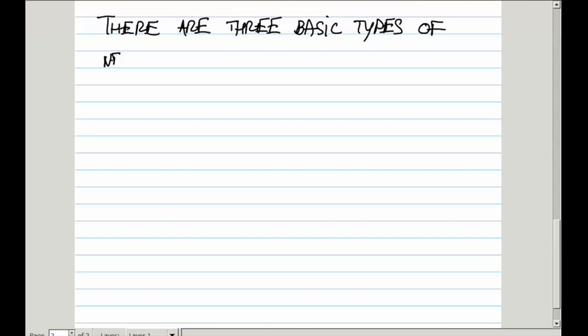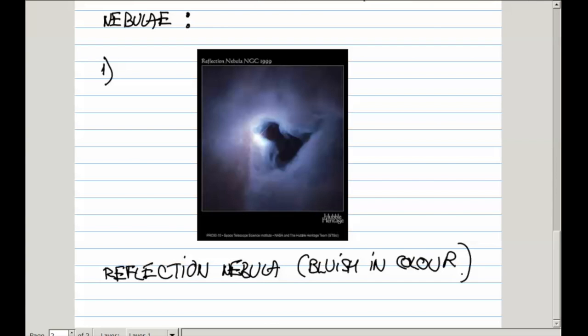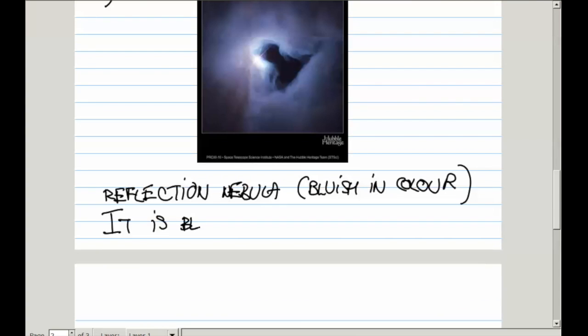Okay, so as I said before, there are three basic types of nebulae. The one that we saw in the first lecture, and it is, as you can see, bluish in color, and these nebulae are called reflection nebulae. Now the question is, why is it blue? What gives it the blue color?